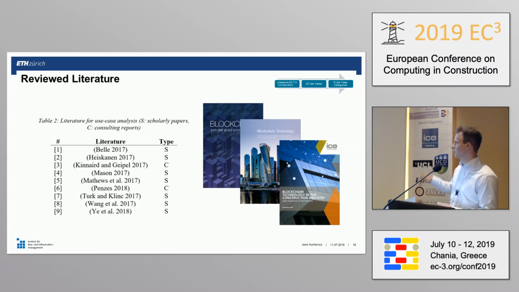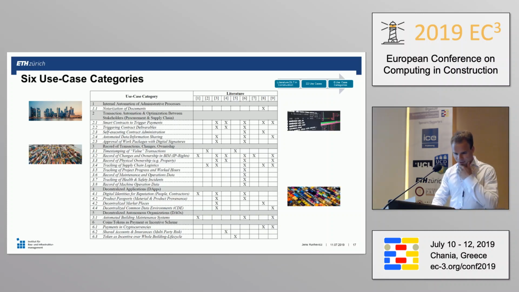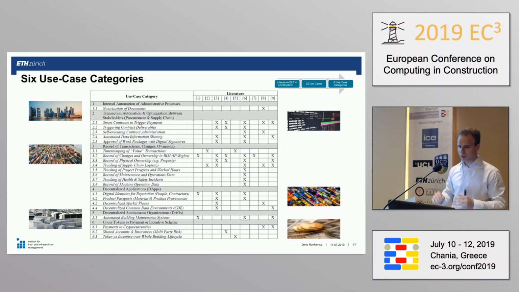So going back to the other side of my paper, which is the literature from construction, I reviewed these 9 papers by the end of last year. Now there are some more. And I came up with these 6 use case categories, and I just want to go through them very briefly. So these are the 22 use cases categorized into these 6 use case categories.